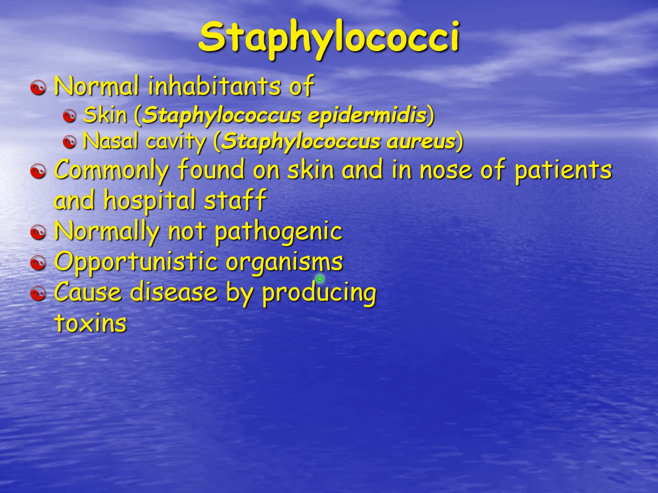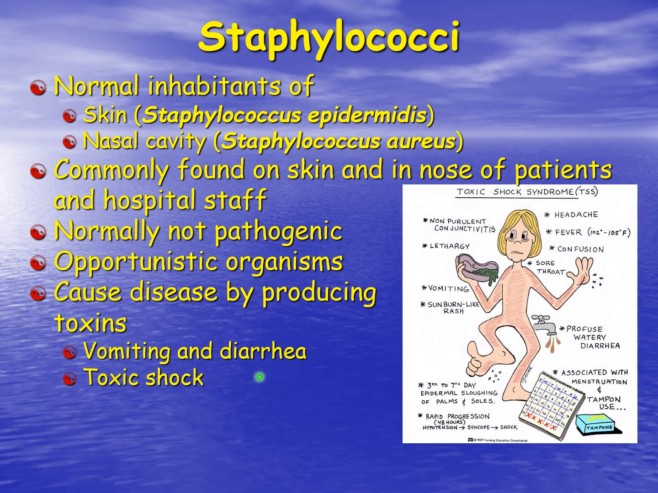Diseases that Staphylococcus causes are usually caused by toxins that the bacteria produce. Some Staphylococcus may result in vomiting and diarrhea within the GI tract. Toxic shock. This was a disorder that was historically related to the use of tampons in females, but toxic shock syndrome can actually be caused by just a systemic Staphylococcus infection. And in toxic shock, we can see headache, fevers, and these can get actually very high, up to 105 degrees.